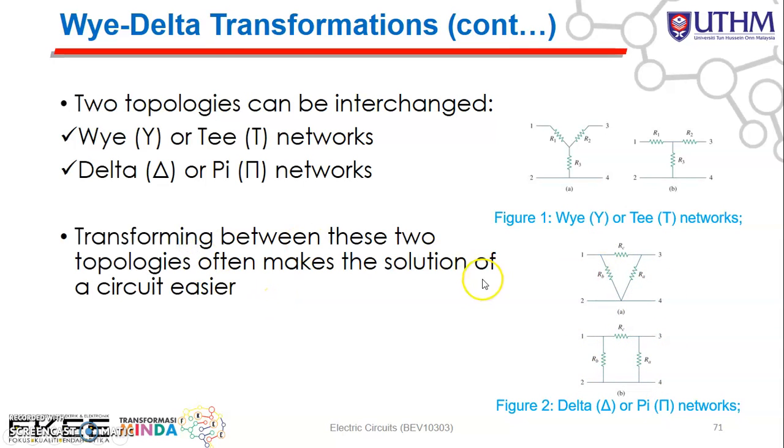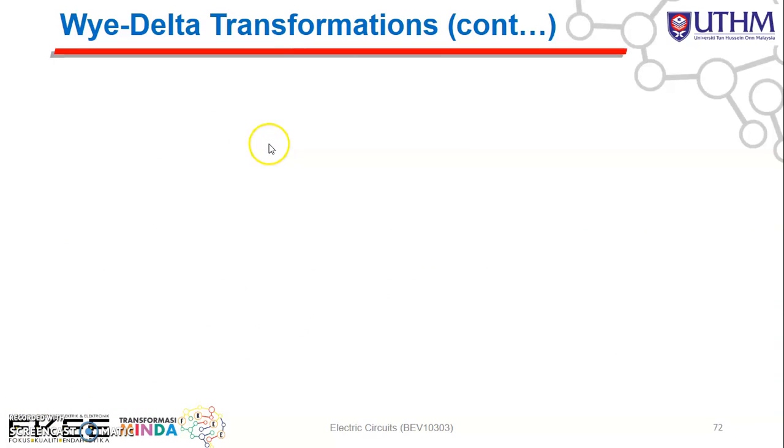By transforming between these two topologies, you can transform from the Y network to the delta network, or from the delta network to the Y network. Transforming between these two topologies often makes the solution of the circuit easier. Meaning that if the question asks you to calculate the current or the voltage, the transformation can help you solve the circuit better. So how do we actually do the transformation? How do you transform from Y to delta and from delta to Y?